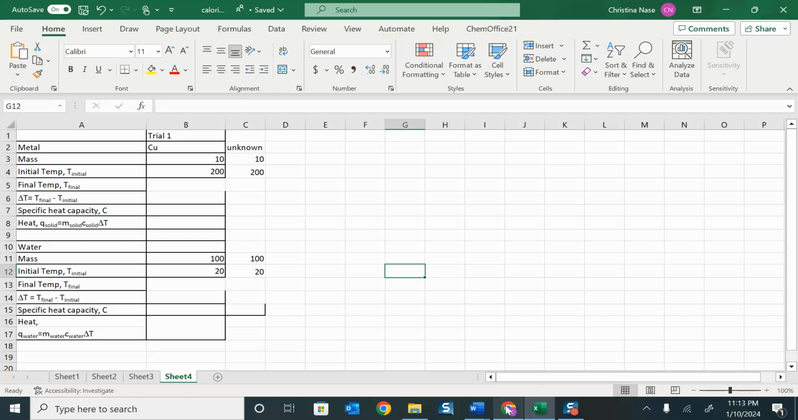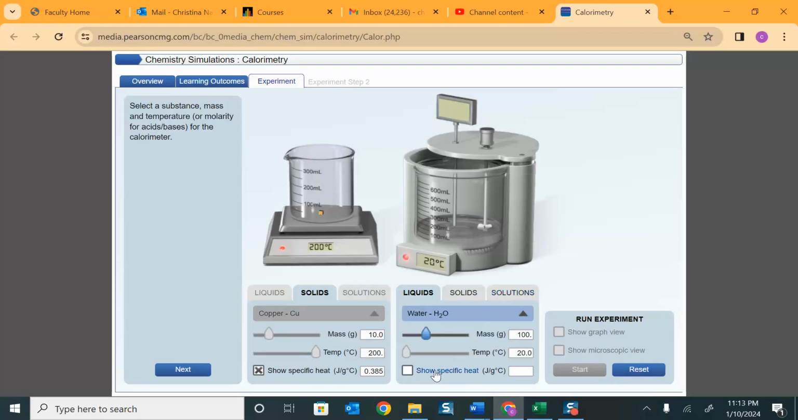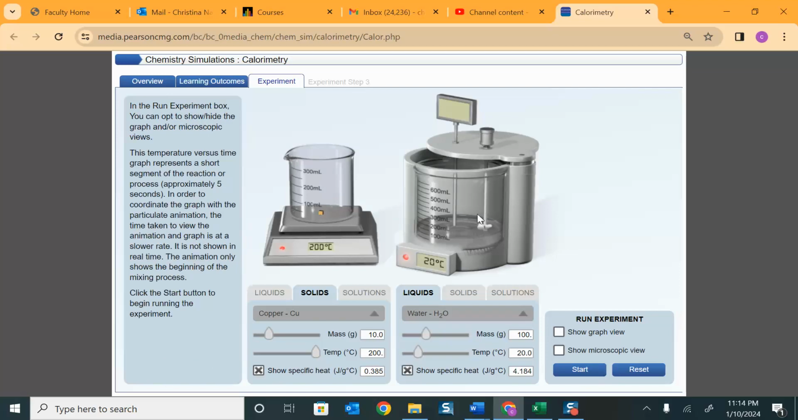Really, in the simulation, all we have to do is try to find the final temperature. So I'm going to take this really, really hot metal. I'm going to drop it into, there we go, into the calorimeter. And you can show this graph. We can watch how the temperature changes for the copper, for the metal, and for the water. And you can kind of see what's going on in the microscopic view as well.